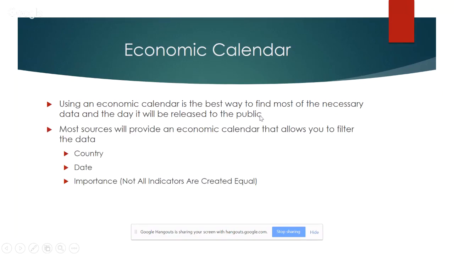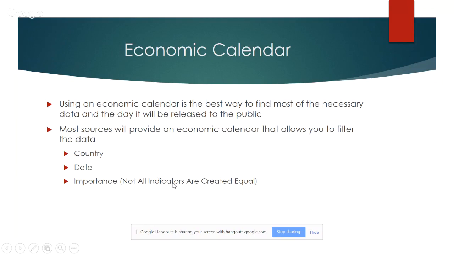So like I said, the cool thing about an economic calendar is that most sources will provide one. It also allows you to filter the data. You can do that by country, by date, or by importance. Like I said, for importance, you guys are probably wondering, what do you mean by importance? Not all indicators are created equal.